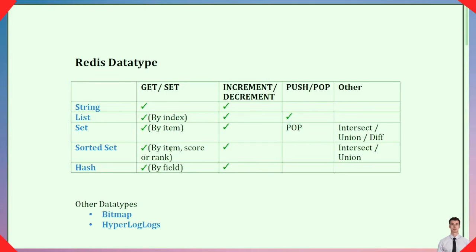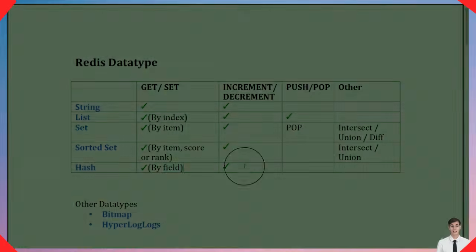Sorted set has get and set operations by item, score, or by rank. It also supports increment and decrement operations. Sorted set has no push or pop type operations, but it has intersect or union type operations. Hashes have get and set operations by field, and hashes also have increment and decrement operations.